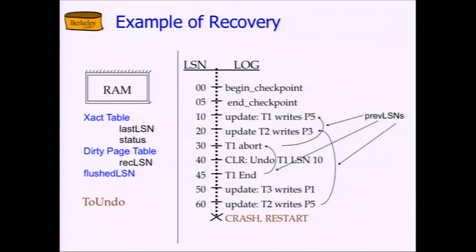We were at a state where this was 1, and this was 40, and this was aborting, right? At which point, LSN 40, what were we undoing? We were undoing LSN 10. We were undoing a write to P5, right? So what we were doing is changing a value on P5. But you didn't change the dirty page table, because the rec LSN is that first change you make to 5.